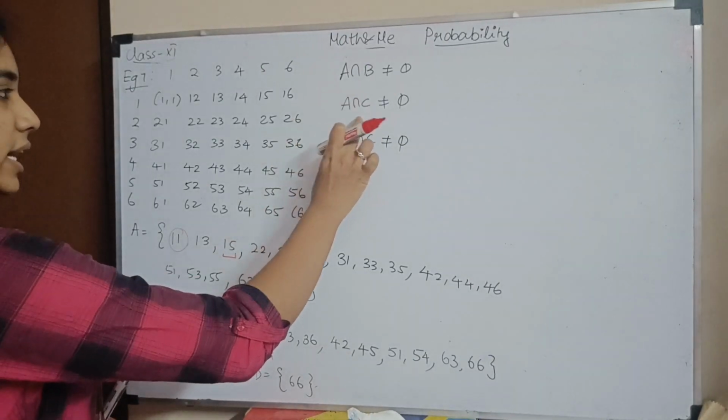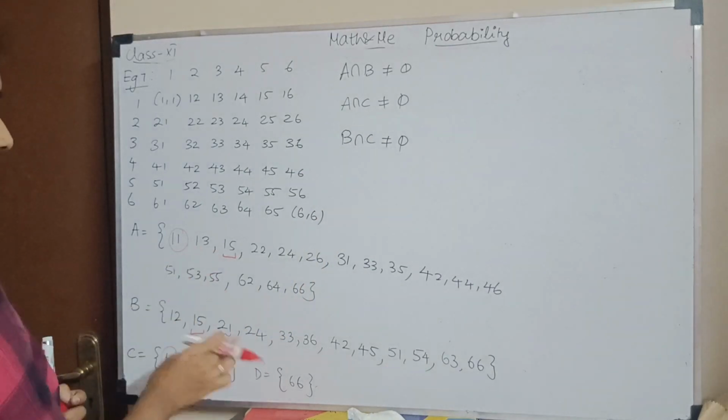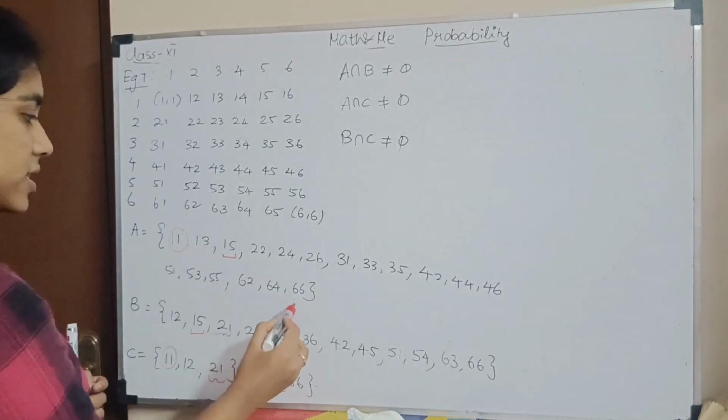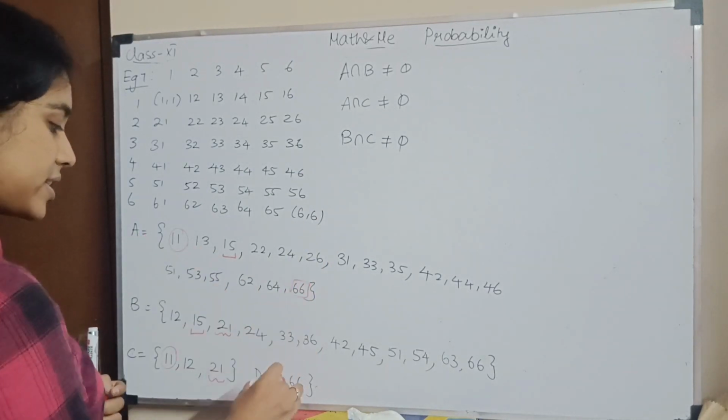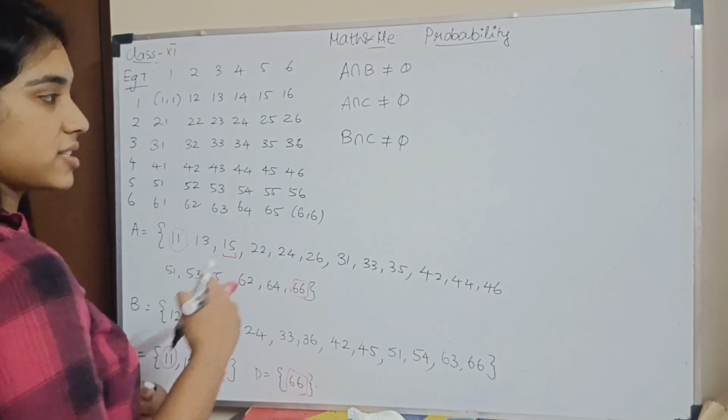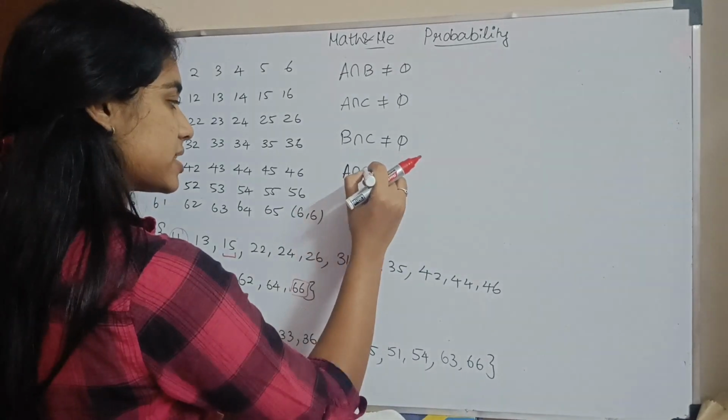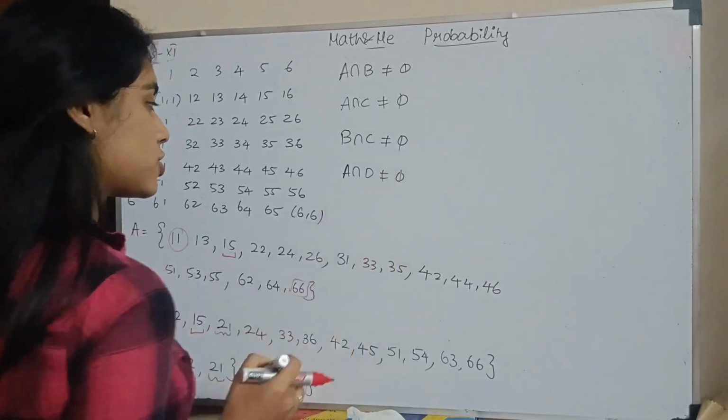So now AB, AC, BC. Now let me check AD. AD க்கு ஏதாவது common இருக்கா? So I have 66 here and 6 comma 6. Sorry, it's not 66. 6 comma 6. A intersection D is also not a null set.